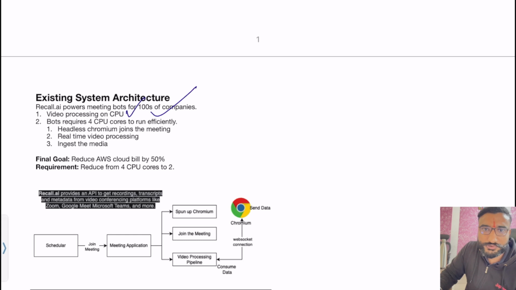They do not use GPUs because, among the reasons mentioned, GPUs are not readily available on the cloud provider, so they still use CPUs for video processing. Now, each meeting bot requires 4 CPU cores to run efficiently. All the operations done by this bot, all the processes which have to be done, require 4 CPU cores to run efficiently.